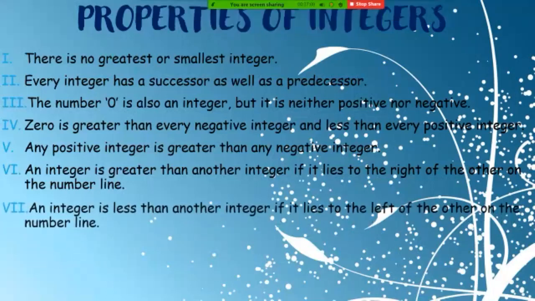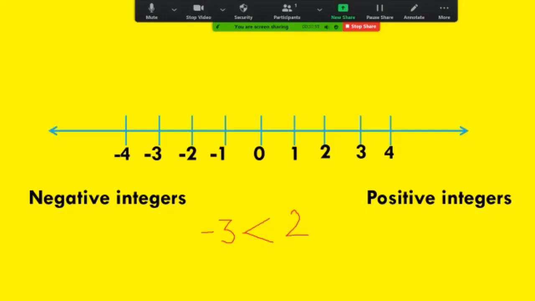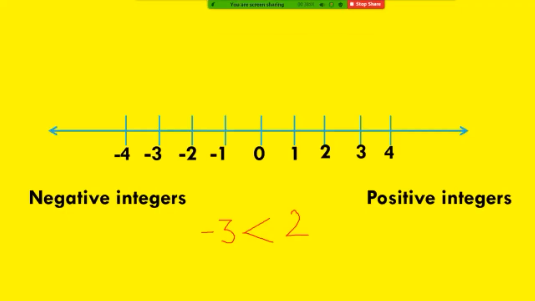Next, an integer is less than another integer if it lies to the left of the other on the number line. Let's look at the number line again. So here -3 is less than 2 as it lies to the left of 2, like this. So -3 is smaller.